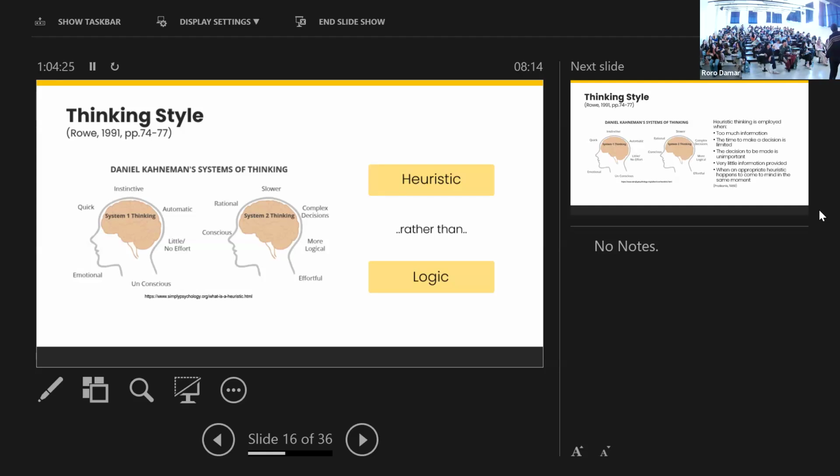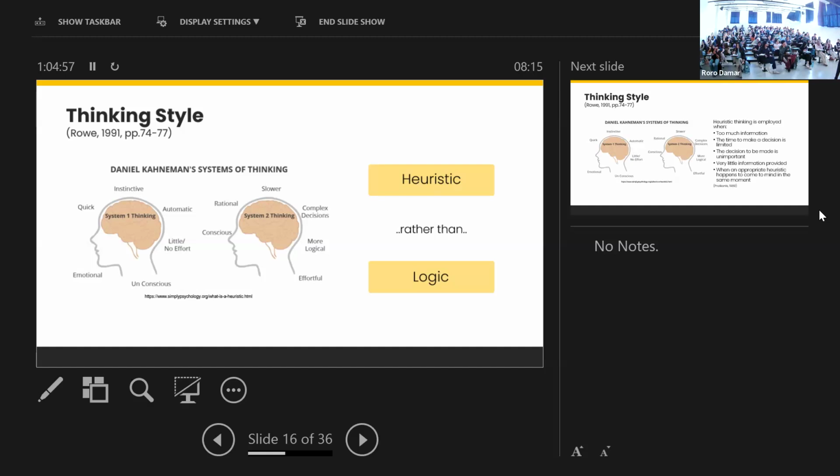If it's logic, then the right part, yeah, it's more rational, slower, it's more for complex decision, more logical, effortful, and conscious. So now I will probably ask you to guess when do we, actually we have both heuristic and logic, but when do we use our heuristic thinking? When you see that quick, instinctive, automatic, emotional, when? Suna.